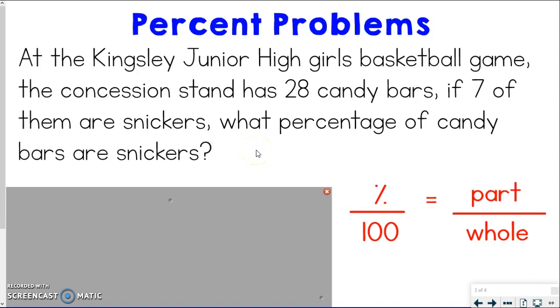So we've got at the Kingsley Junior High girls basketball game, the concession stand has 28 candy bars.